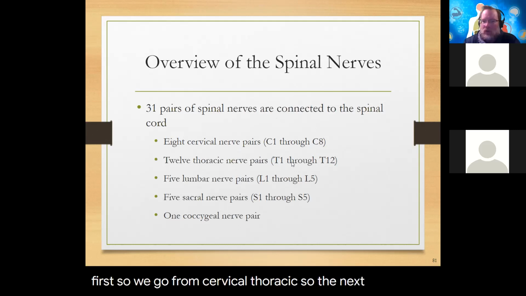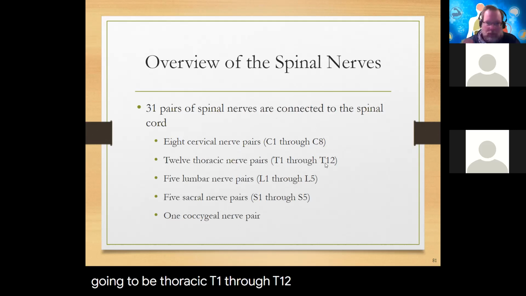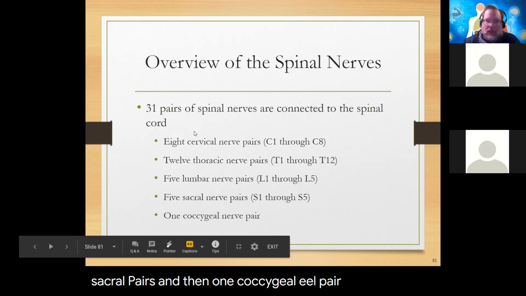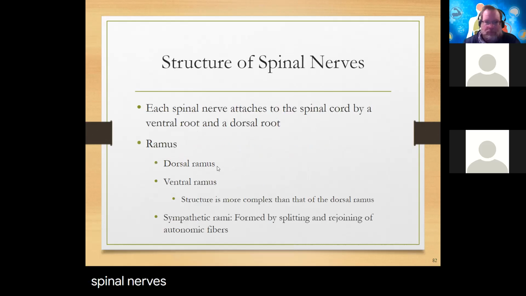So the next group are going to be thoracic, T1 through T12, just like we saw with the vertebrae. Then we're going to have 5 lumbar pairs, 5 sacral pairs, and then 1 coccygeal pair. So 31 pairs of spinal nerves.